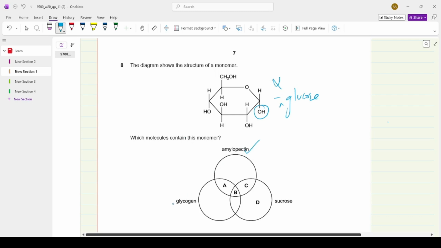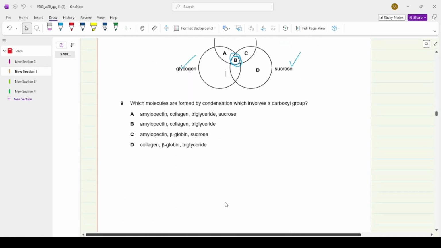That is true. It can also be a monomer in glycogen. We know amylopectin and glycogen are almost the same, only that in glycogen we have more branching. And then sucrose is also made of alpha glucose and beta fructose. So the best option here was B. It can be a monomer for all of them.